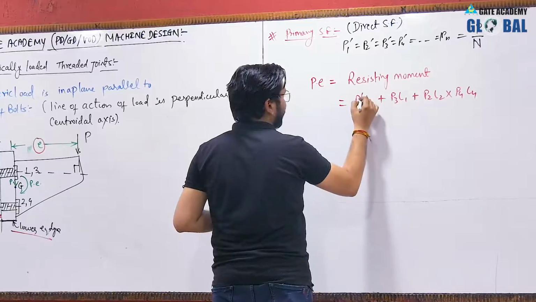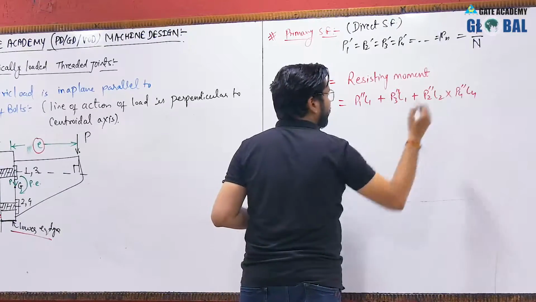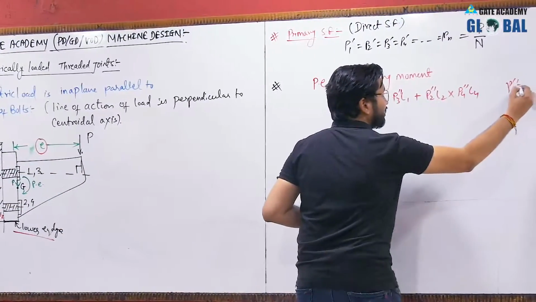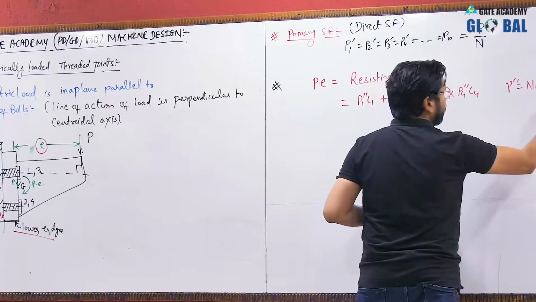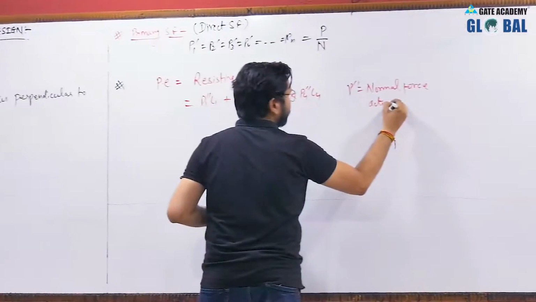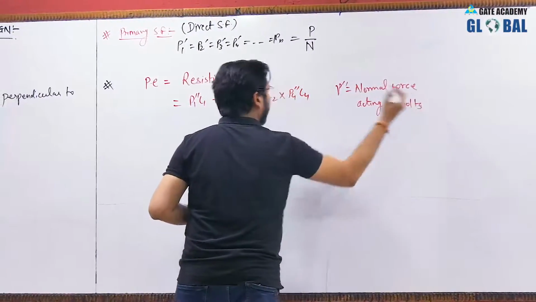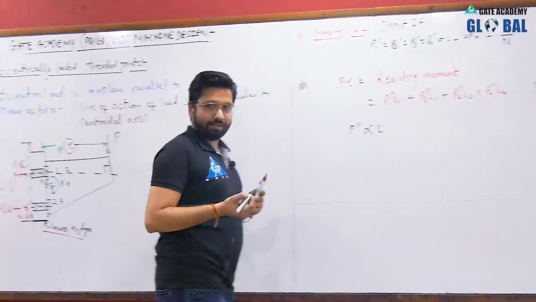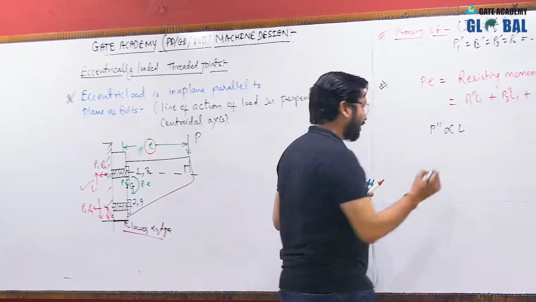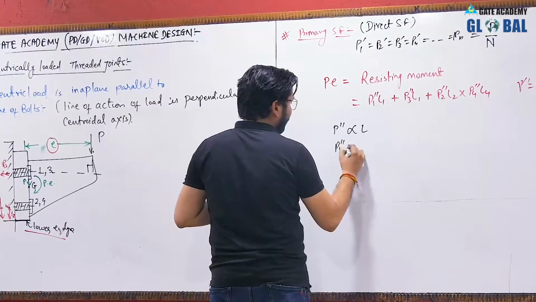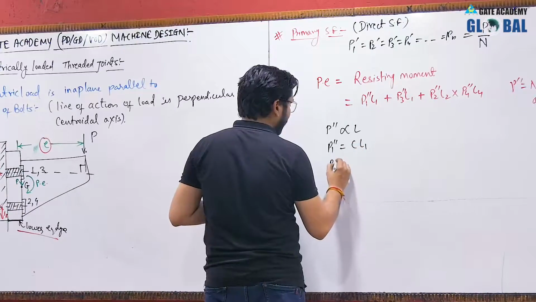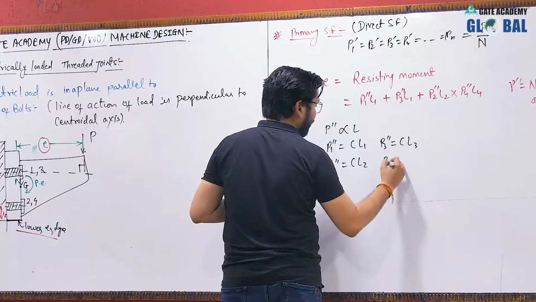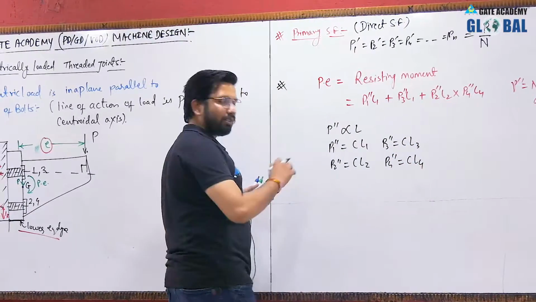Also the normal force, that is P1 double dash, this is the normal force acting on the bolts. Now this normal force is directly proportional to the distance from the lower edge. So P1 double dash will be equal to C into L1, P2 double dash will be equal to C into L2, P3 double dash will be equal to C into L3, P4 double dash will be equal to C into L4, and so on.